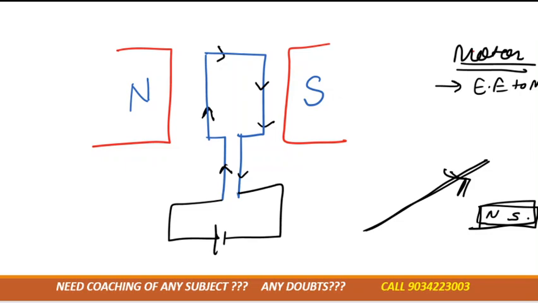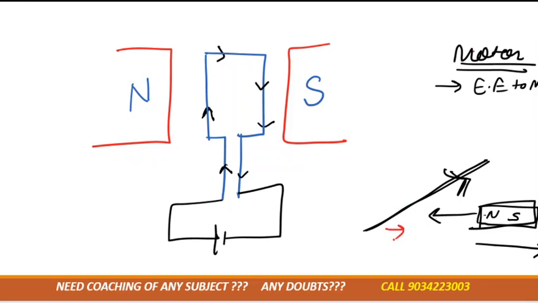No, the magnet can't rotate. It will attract or it will repel. Okay? The wire can't move, right? So the magnet will attract or the magnet will repel. That depends on the direction of current. So what does it mean?